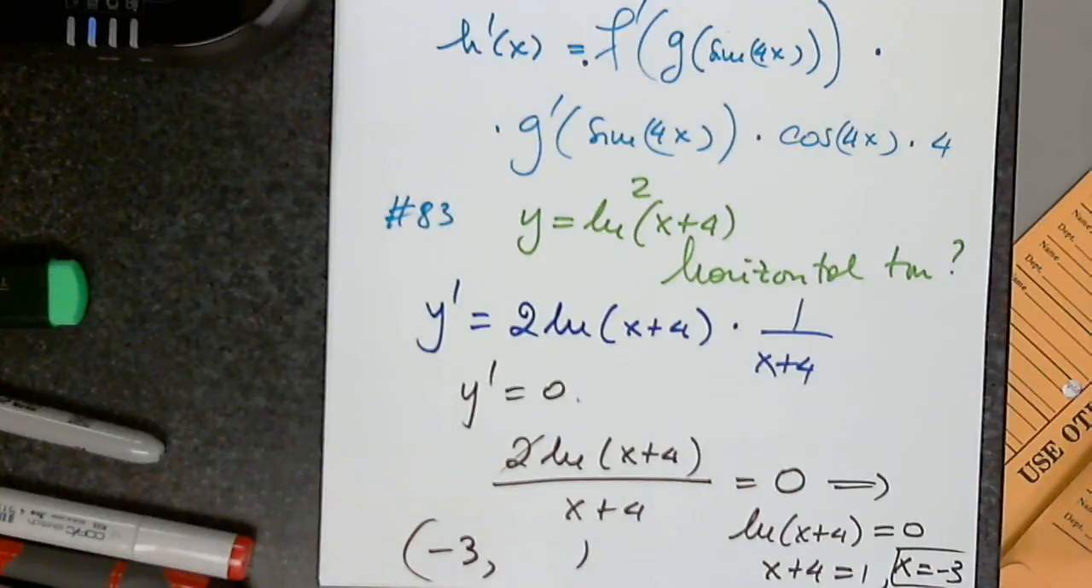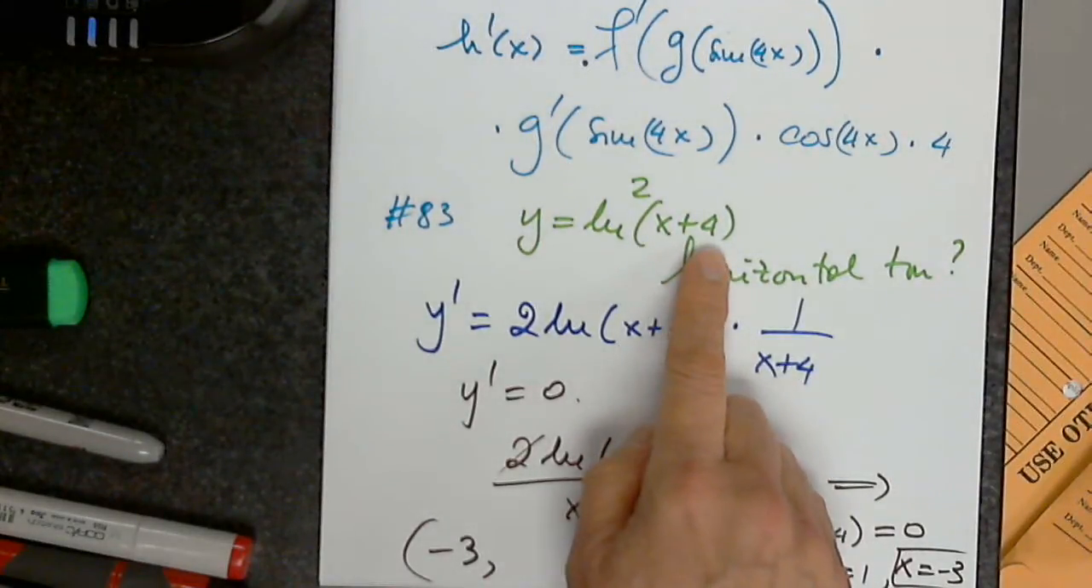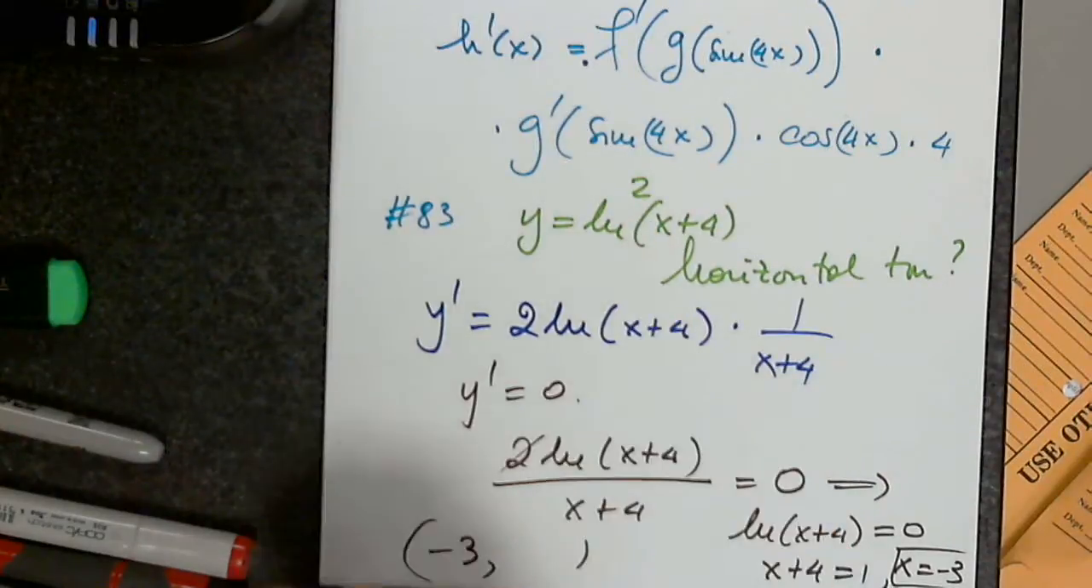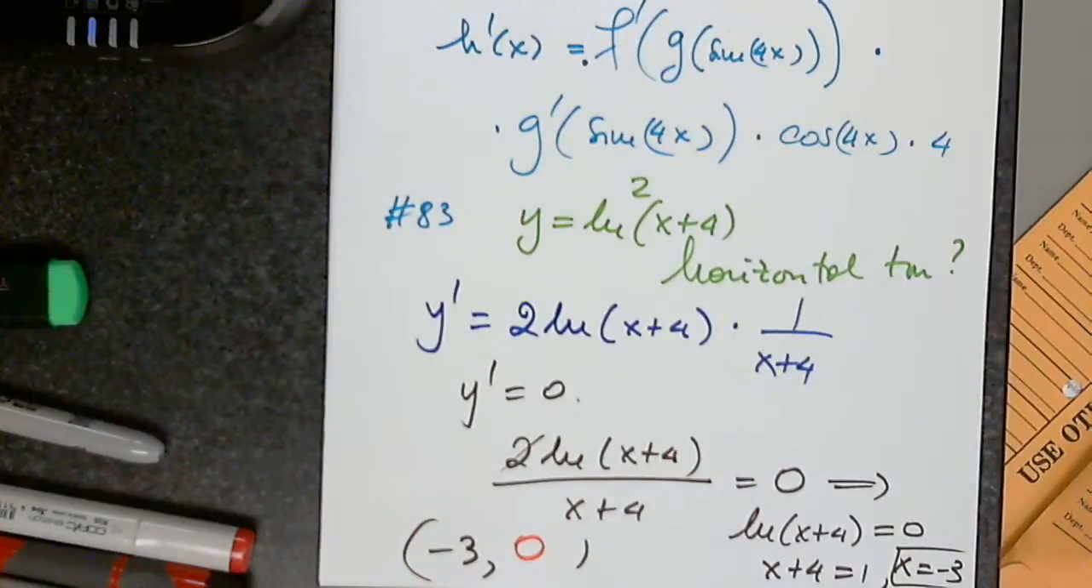How do I find the y-coordinate? I have the x-coordinate, but now how do I find the y-coordinate? Plug it back in the function. So negative 3 plus 4, natural log of 1, which is 0, squared. So this is the point, negative 3 comma 0, at which this function has a horizontal tangent. It must be a max or a min, and we'll have to talk about it extensively in chapter 4.